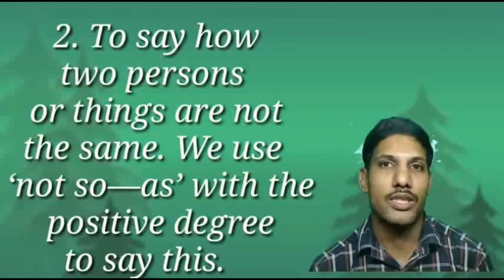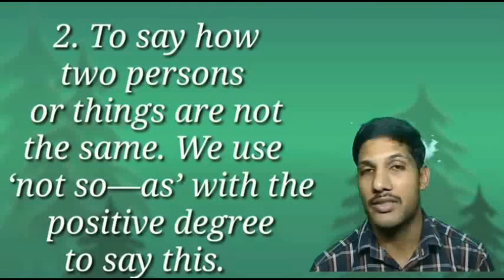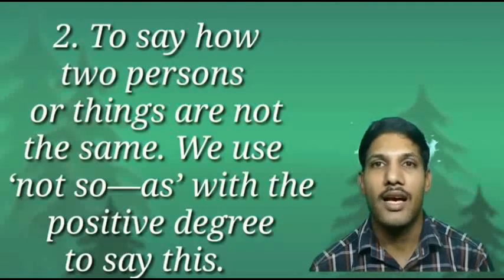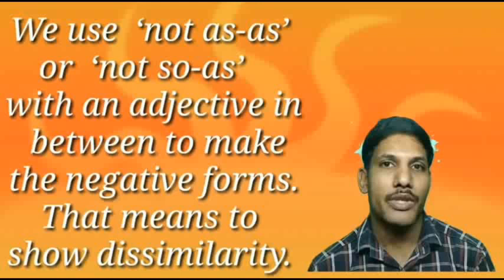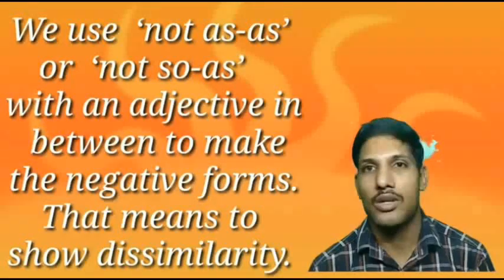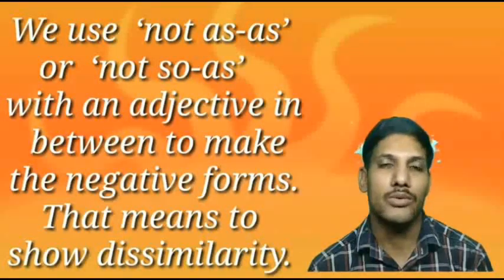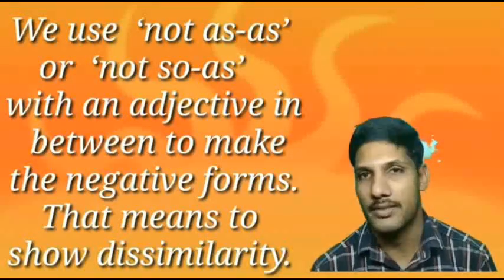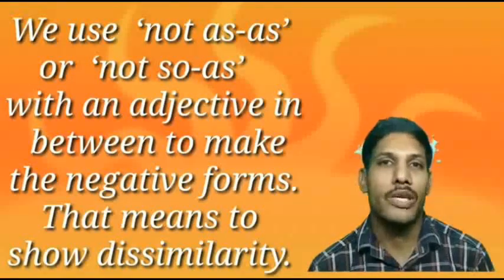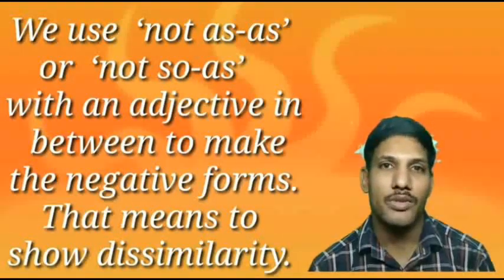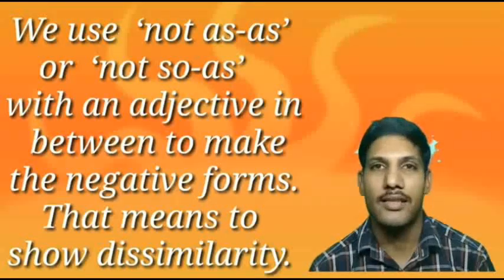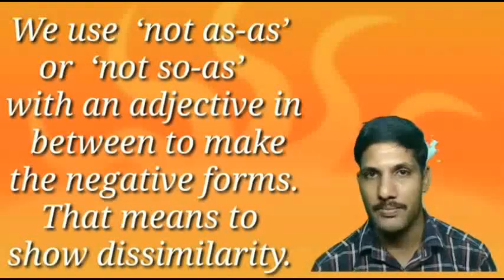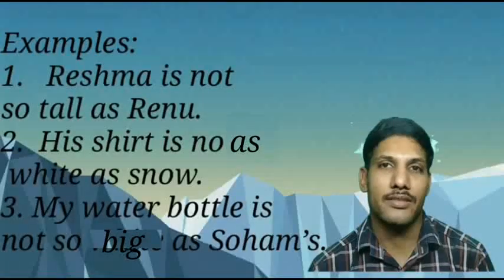The next usage of positive degree arises when we have to say how two things or persons are not the same. We use not as or not so as to show the dissimilarity between two persons or objects. This means we use the negative forms to show how two things are different from one another in the same aspect. Let us see some examples. First one.